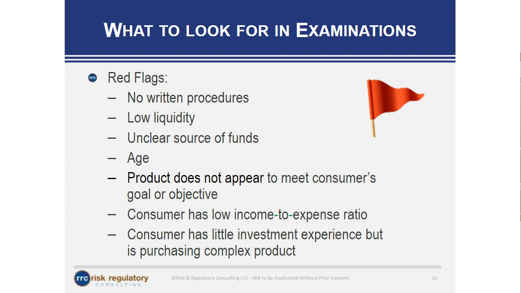We've seen situations where a consumer has just a low income to expense ratio. Well, what does that really mean? Well, it means how much money do they have each month to set aside to say, hey, can I pay for a little bit more of something if I tie up all my annuities? How much more do I have to cover?